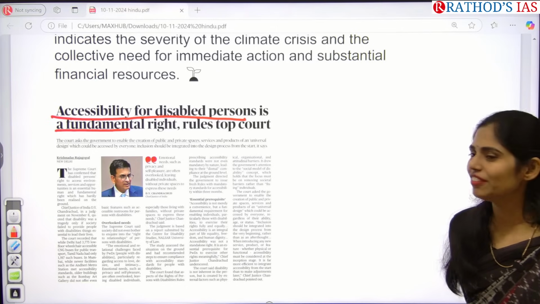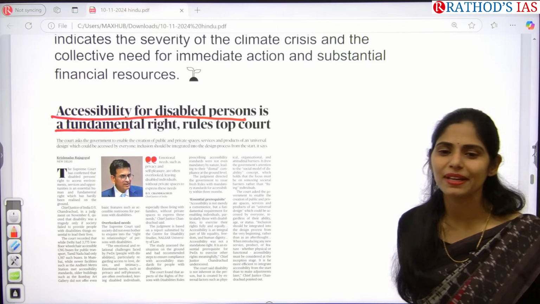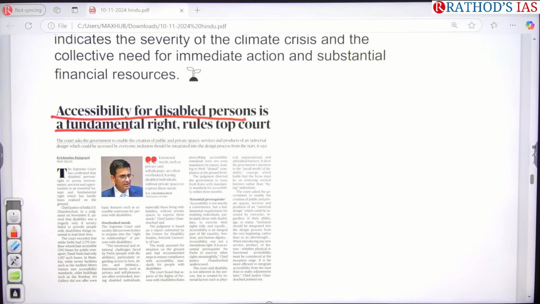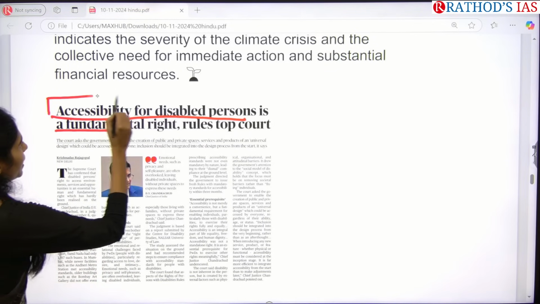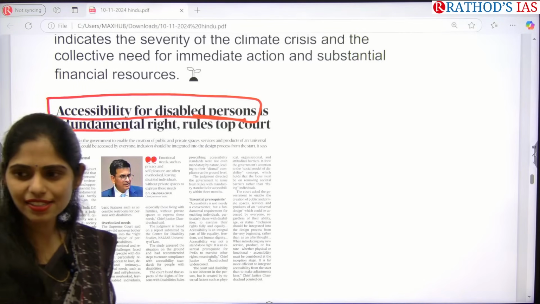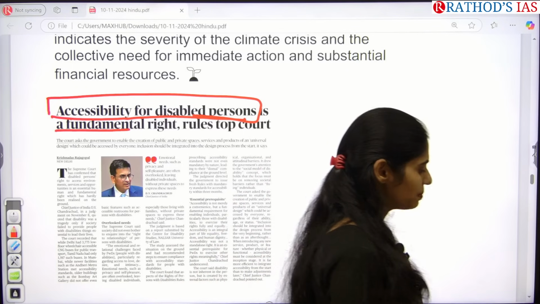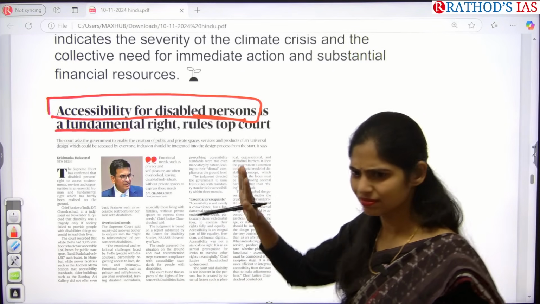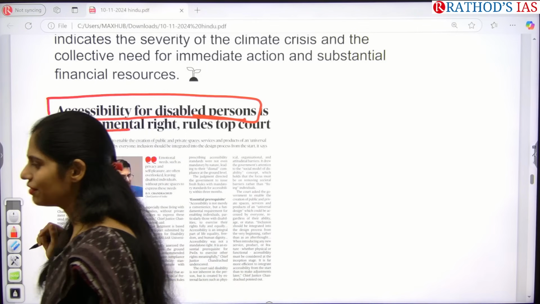Okay, so the rights of disabled persons come under which fundamental right? Accessibility for disabled persons comes under exactly which article of fundamental rights? So these people are also part of our society or not? Can we exclude them? No. So which article can we relate?